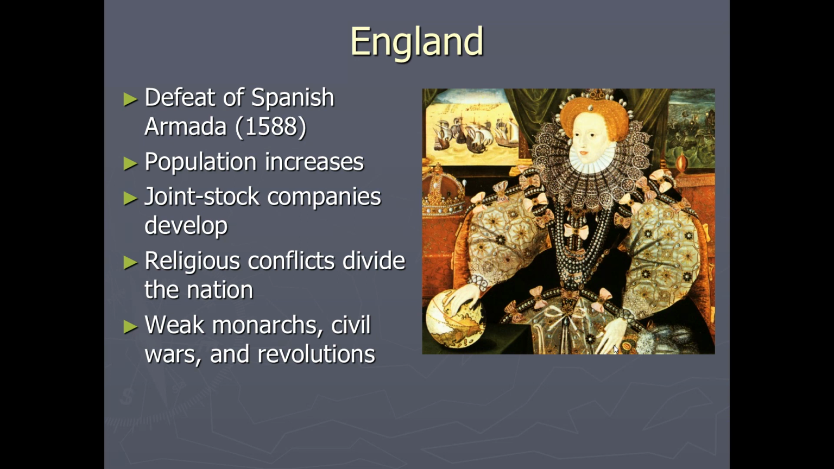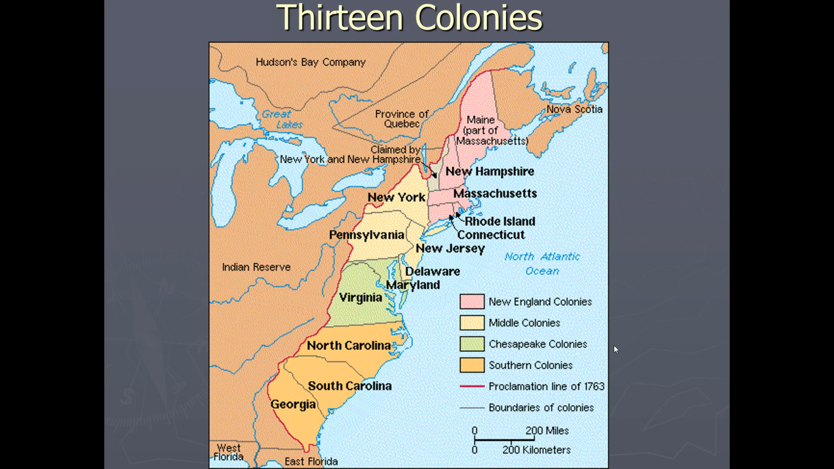Population will increase from the last video. You remember, as more crops are being brought into Great Britain, the population is going to increase, which is going to force an overcrowding issue. There's also an opportunity for investment in colonies looking for raw materials. So joint stock companies are going to develop. The Puritans and the Pilgrims are both going to come in conflict with the Church of England, led by Henry VIII, and they're going to be forced to leave Great Britain. And weak monarchs, civil wars, and the revolutions that happened during this time period are also going to play a big part.